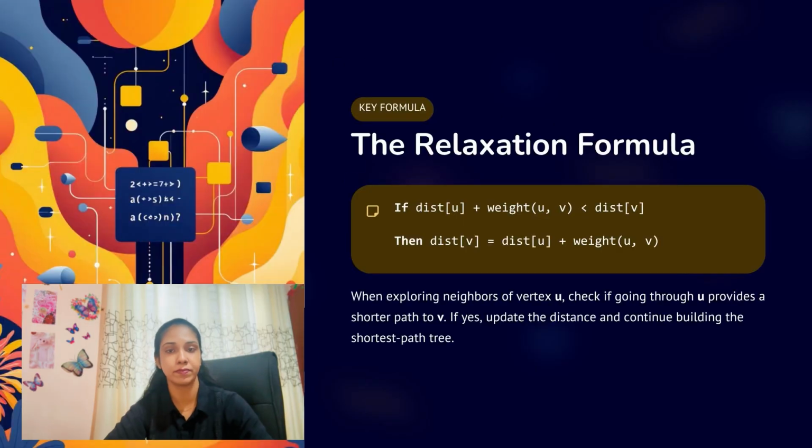Key formula. This is the most important formula in Dijkstra's algorithm. If the distance to vertex U plus the weight from U to V is smaller than the current distance of V, then we update the distance of V. This is called relaxation and it helps us find shorter paths step by step.